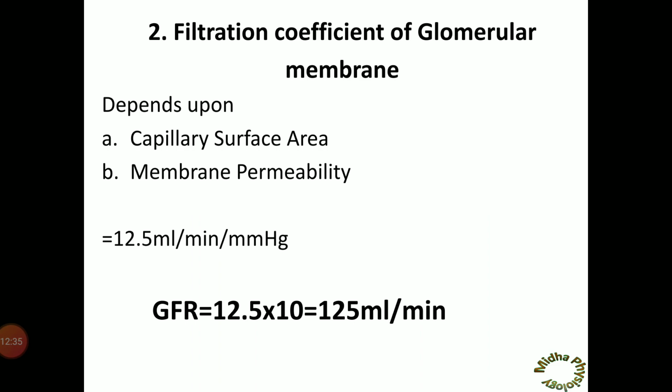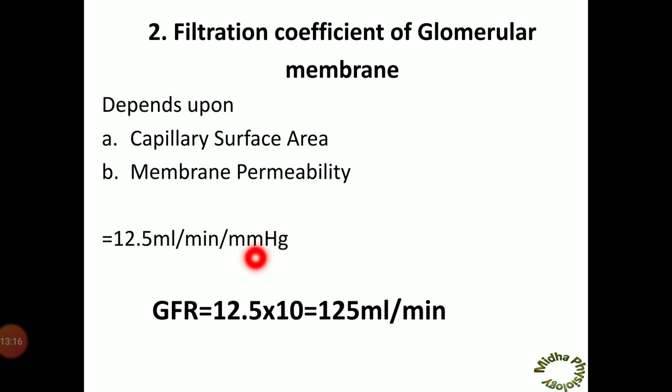Now, the second determinant of the glomerular filtration rate is the filtration coefficient of the glomerular membrane. This coefficient depends upon the capillary surface area. The larger the capillary surface area, the larger the filtration, and also the membrane permeability. We find that the permeability of the capillary in the kidney is far higher than that of capillaries in other parts of our body, because the endothelium in the glomerular capillary is fenestrated. So the filtration coefficient in our kidney is found to be around 12.5 ml per minute per millimeter of mercury.